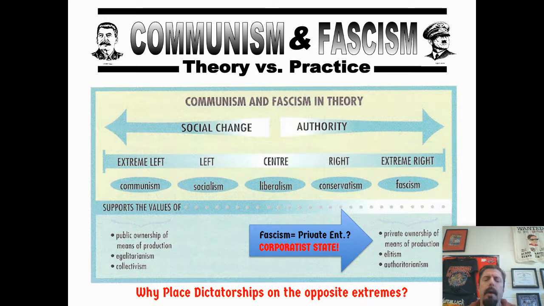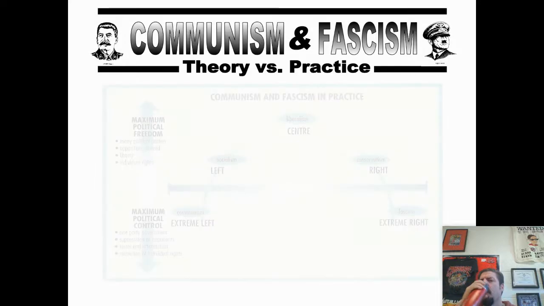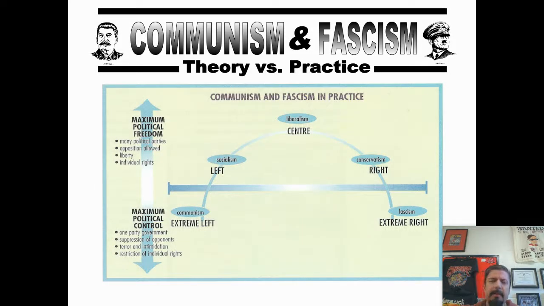Another question that maybe you should think about as we go along here is, why do you think dictatorships are placed on the opposite extremes on a lot of political spectrums? Why would communists and fascists, in theory, be completely separate, but in practice, be very similar? Like I said on a number of occasions, I prefer this so-called horseshoe type spectrum, which shows that when you go to the extremes, whether right or left, you're leaving political freedom for political control. And so, in many ways, they're very similar on those extremes. Whereas in the center, you have democracy, liberalism, freedom, ranging from left socialism to right conservatism.